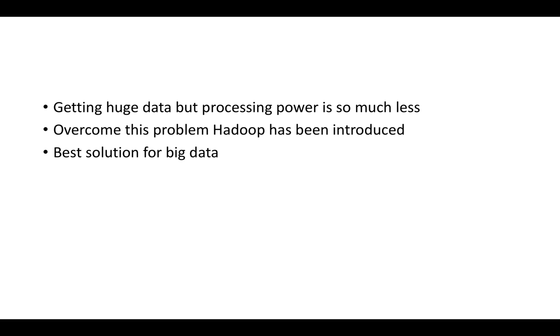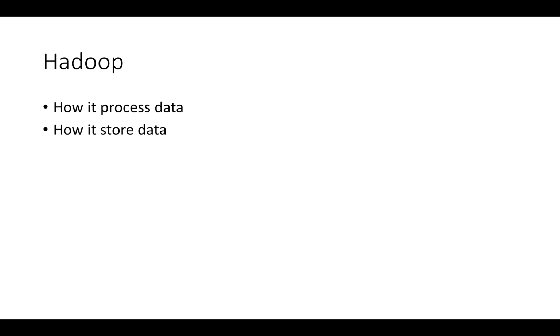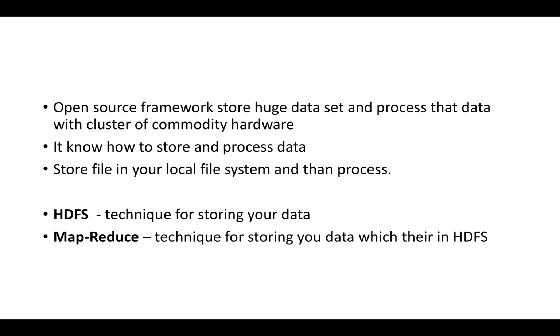To overcome this problem, Hadoop has been introduced, and it is the best solution for big data. So how can Hadoop store that huge amount of data and process it in minimum time? Hadoop is an open source framework that stores huge data sets and processes them with a cluster of commodity hardware. Commodity means cheap hardware. Hadoop provides a storage file system, HDFS, a technique for storing your data, and for processing your data it provides the MapReduce framework. We will discuss these two concepts in detail.